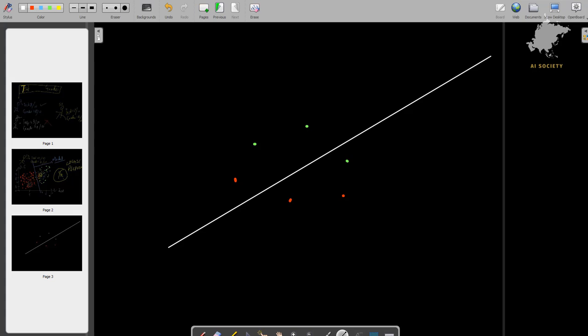Now what it is going to do is calculate the error. By calculating the error it is going to work out how badly this line has been fit between these two data points. Okay, how bad this line is according to our model. So it is going to calculate the error.